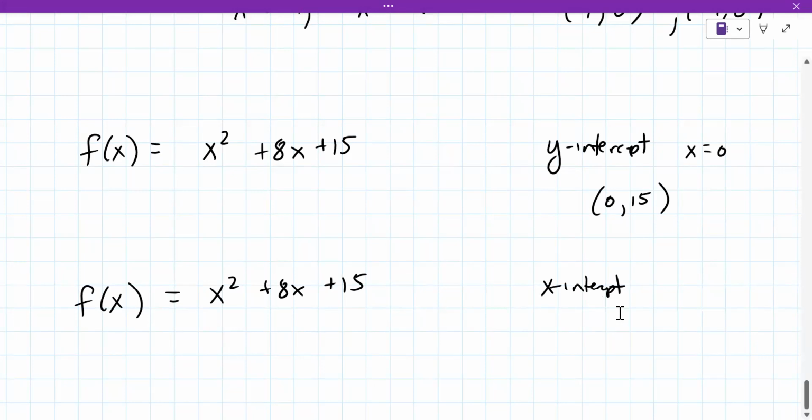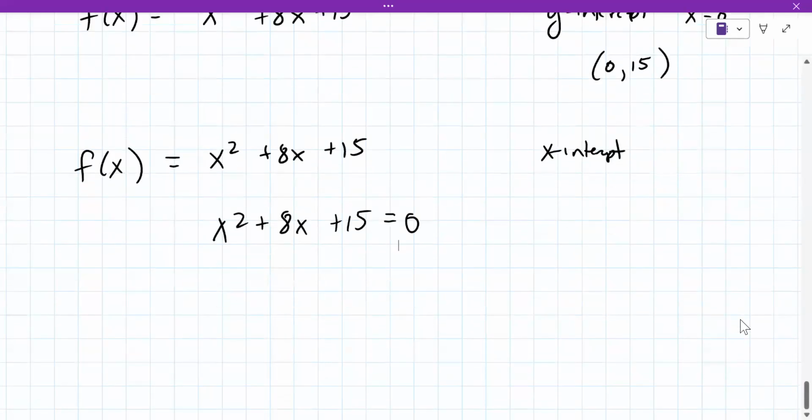You'd set it to y equals 0, right? Good. So you're setting the whole thing equal to 0. And then it would be 5 and 3. Okay, those are the factors: x plus 5, x plus 3.